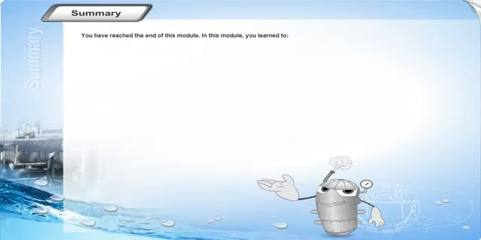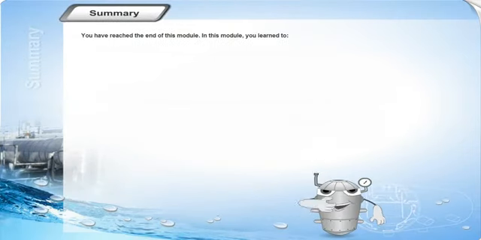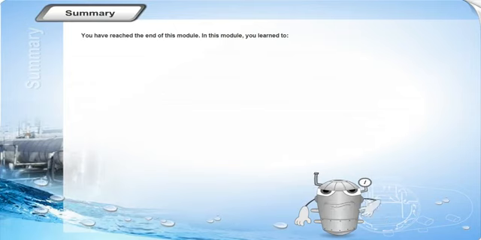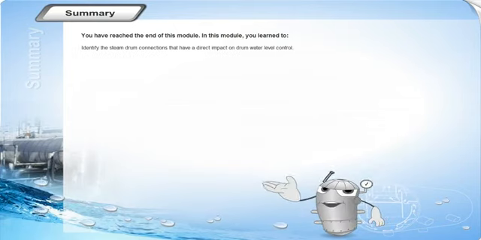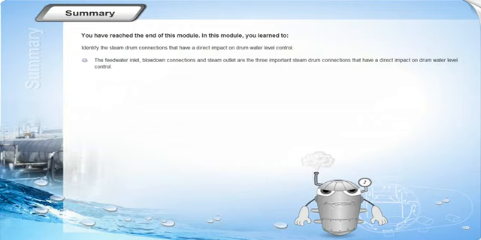You have reached the end of this module. In this module, you learned to identify the steam drum connections that have a direct impact on drum water level control. The feedwater inlet, blowdown connections, and steam outlet are the three important steam drum connections that have a direct impact on drum water level control.